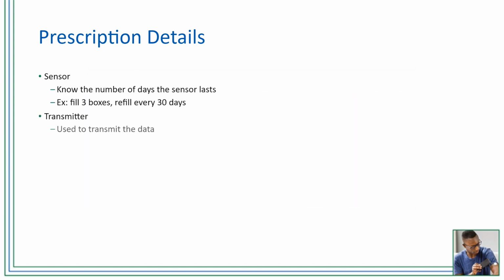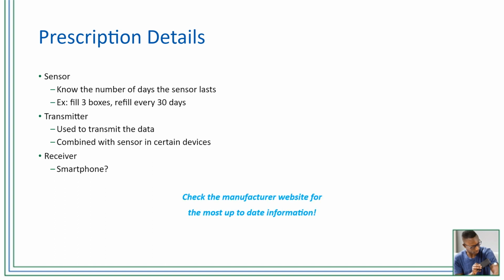Then the sensor and the transmitter often are written as a prescription, knowing how many boxes to fill, so 10 versus 14 days, how many are given at a time. And then the receiver. There are still a couple out there with receivers and you can write a prescription for the receiver, but many of them now have an app that goes on your phone, which is convenient if you have a smartphone. Some of your patients won't have a smartphone, or don't want it on their smartphone, and so there are still readers available that you can prescribe.